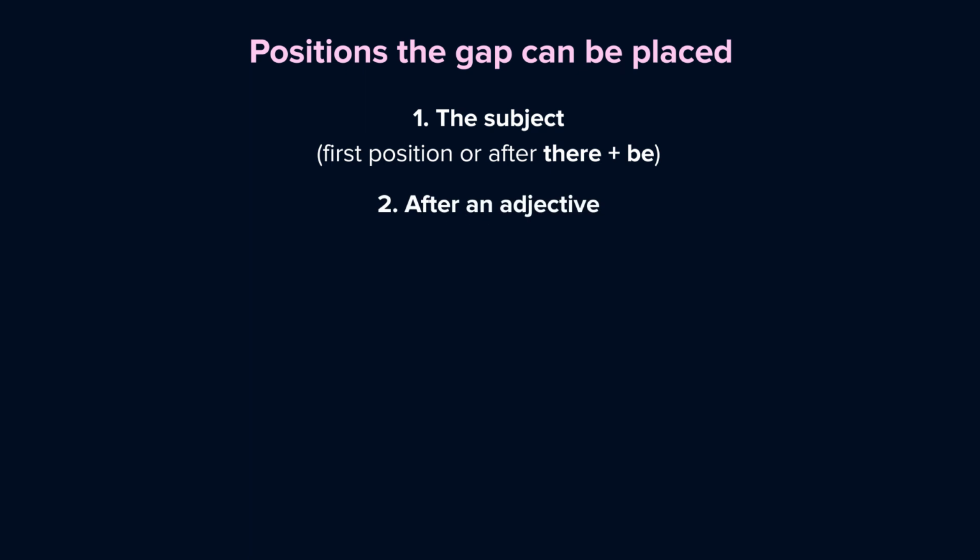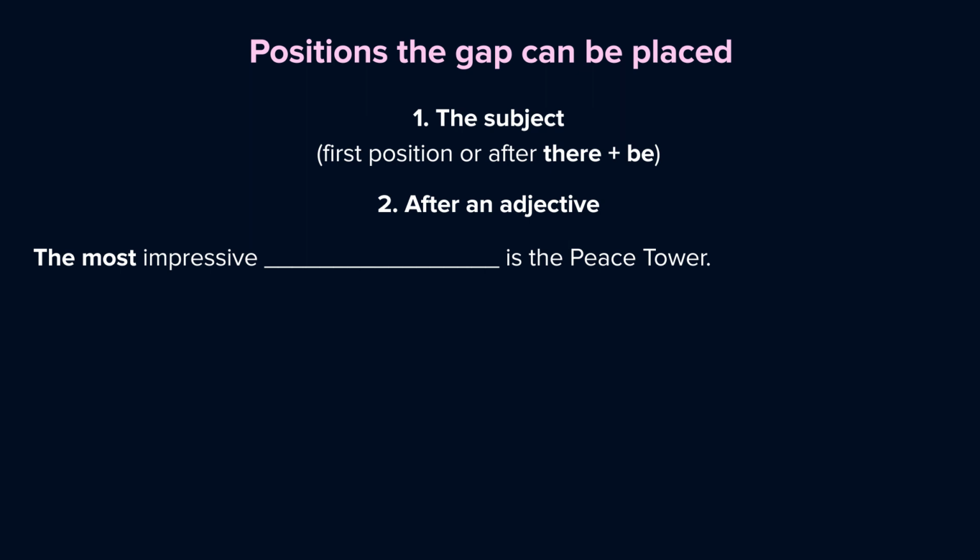The second position of a noun we should be aware of is after an adjective. Adjectives describe nouns, so it's a pretty popular place for a noun to be. But still, be careful. Make sure that there is no other noun after the gap. In this sentence, we have a gap after an adjective in the superlative degree and the word construct. To form a noun from this verb, we should add the suffix -ion, just like we did with accommodation. So we get construction. Singular or plural? Well, let's see. The most impressive construction is the Peace Tower. One Peace Tower. The verb to be agrees with a singular subject. So we need a singular construction.